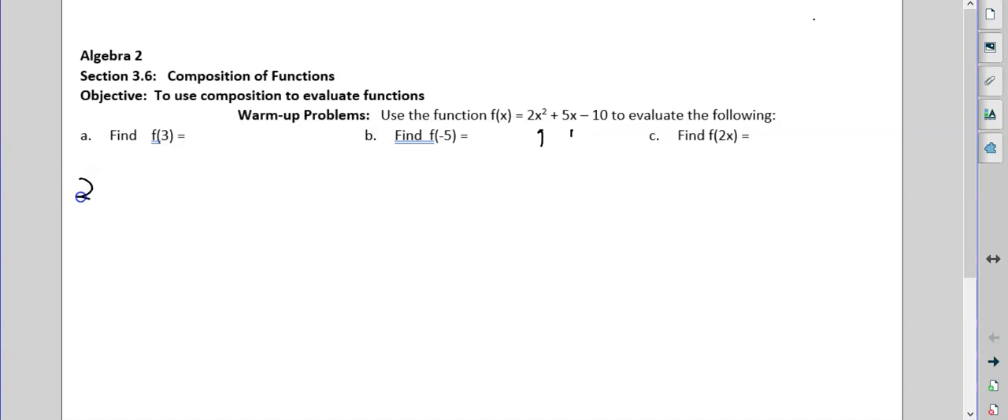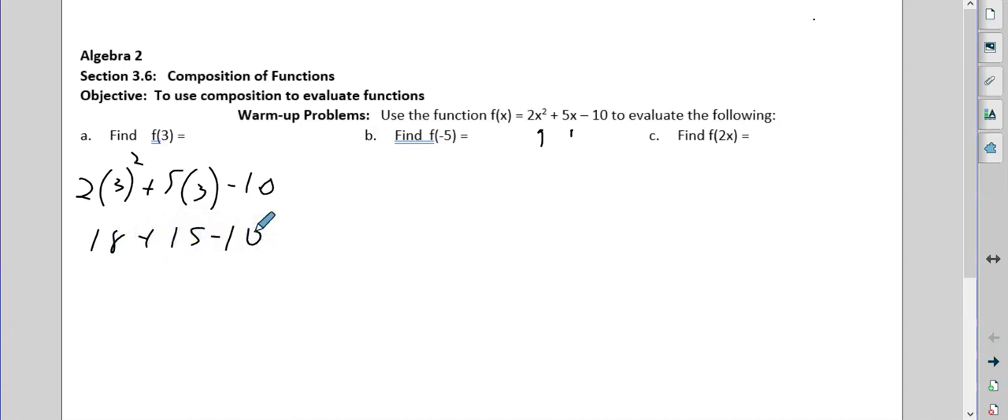So we're going to just copy it, 2, and then take the x out and put a 3 in, still square it, plus 5, take the x out, put a 3 in, minus 10. So right here, 3 squared is 9, times 2 is 18, plus 5 times 3 is 15, minus 10. So that is going to be 18 plus 15 is 33, minus 10 is 23. Or you might say 15 minus 10 is 5, 18 plus 5 is 23.